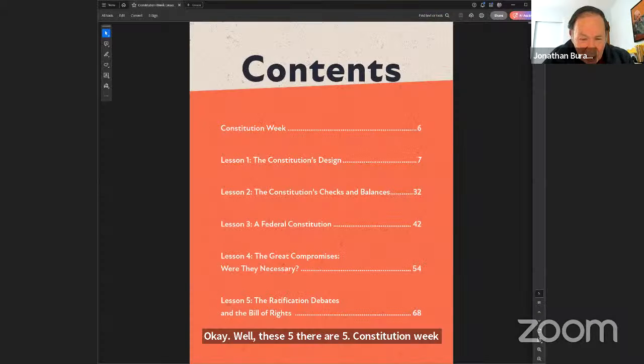Okay. Well, there are five Constitution Week lesson plans that were completed. We've got the table of contents up there. I'll get to that in a minute.